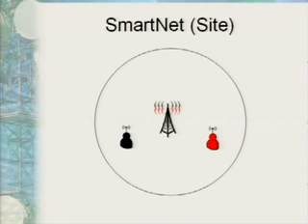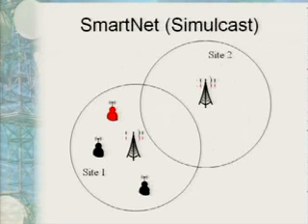If the scanner user's in this circle, they can pick up either the red or the black talk group without any problems whatsoever. That's called a SmartNet site. With that, there are 28 channels available within a single site. So if you have a site like this, you can have up to 28 frequencies within that, and that allows you up to 60,000 radio IDs. So you can have a lot of users within a given site like that.